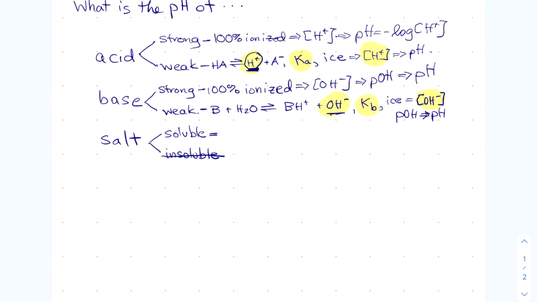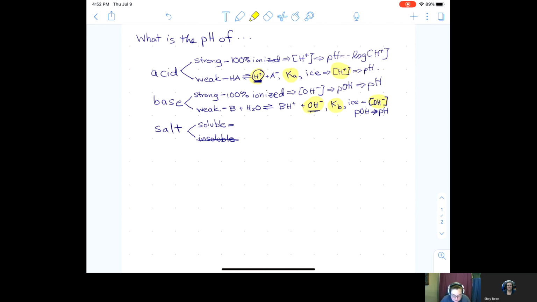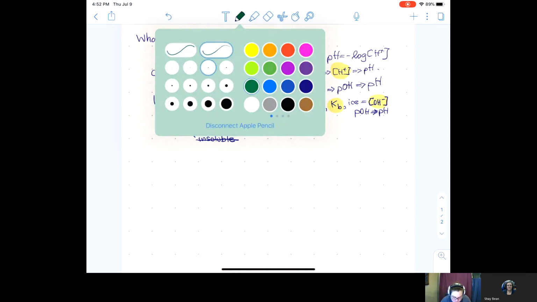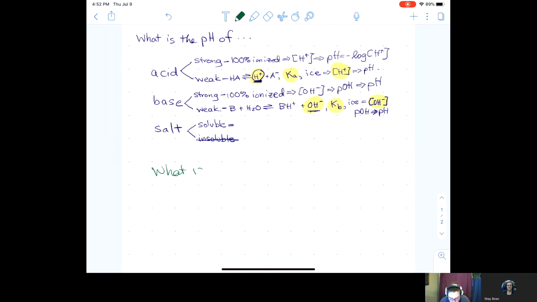So what is the pH of... Again, I'm going to make these up and do the calculations as we go along. So let's say, for example, I ask, what is the pH of 0.13 molarity hydrofluoric acid?